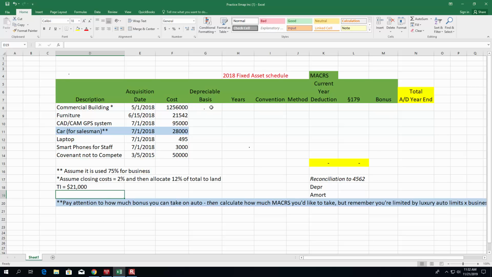So the first thing we're doing together is we're calculating depreciable basis on the commercial building. I see there's an asterisk next to it. So you go down, assume that the settlement charges or closing costs are 2% of the cost of the building, and then 12% of that is allocable to land. So we're just spending a few moments going and doing this very first row on the building.